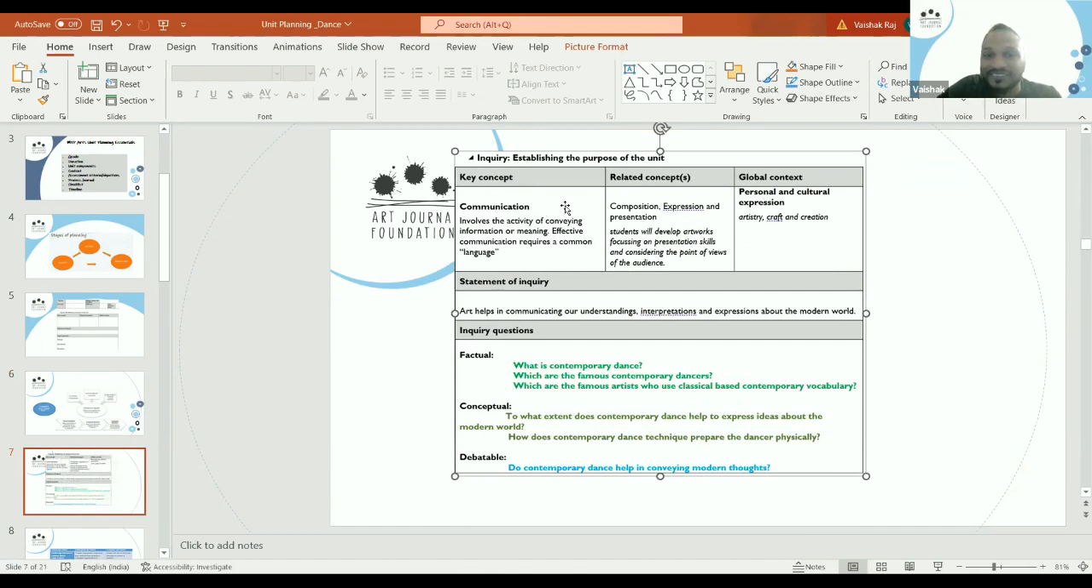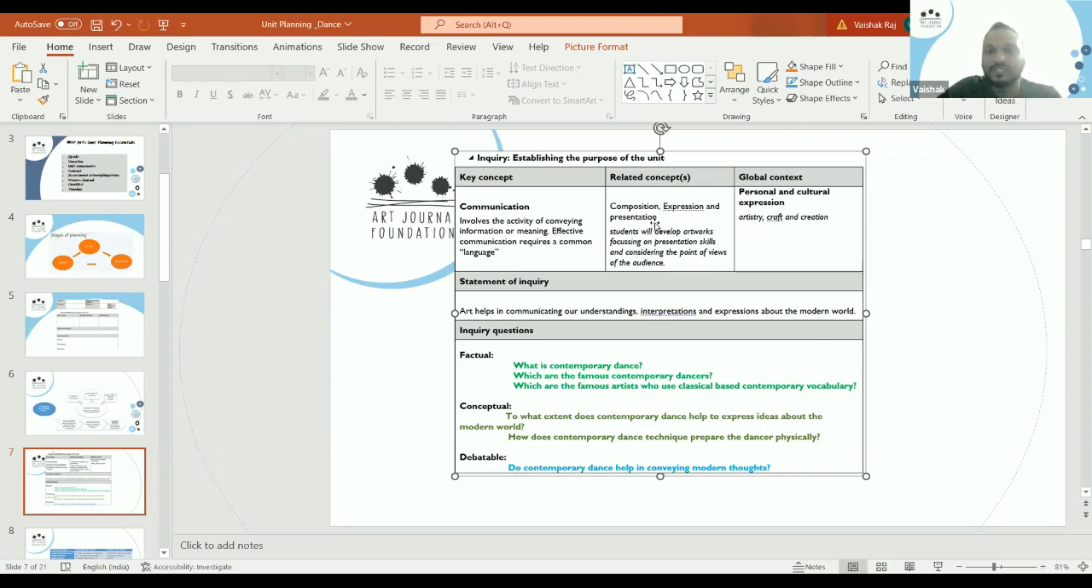I've taken communication. I've selected three related concepts. And my global context is personal and cultural expression. So if you can see, I've taken the definitions of what is communication according to IB. Someone asked me yesterday also, I don't remember who it was, whether they can use the word convey and everything. Just to read the definition, it involves the activity of conveying information or meaning. Effective communication requires a common language. So this is what is given in the IB document.